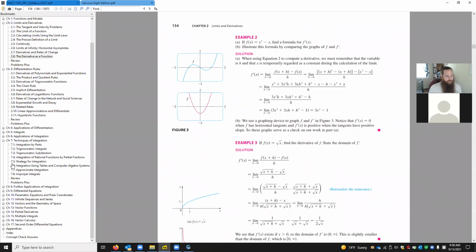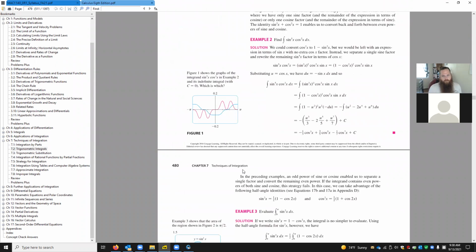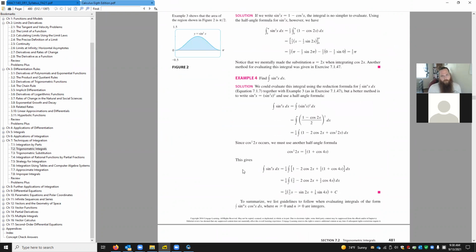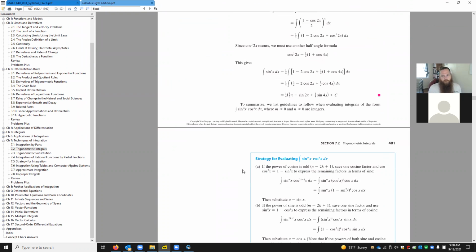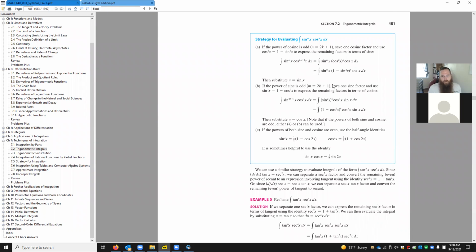As are the rules for the sine cosine integrals. Remember, sine cosine integrals, if there's an odd power, you're going to do u-sub. If there is no odd power, you're going to beat the thing to death with half angle identities until it looks like something you know. That's what they're saying here.